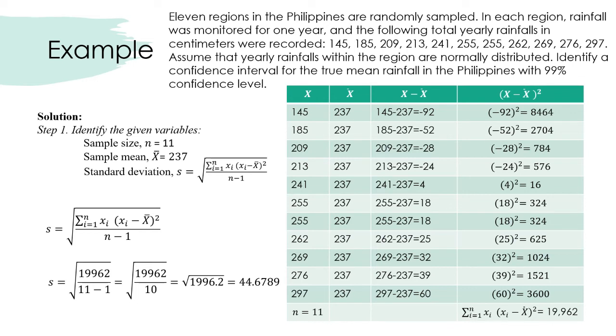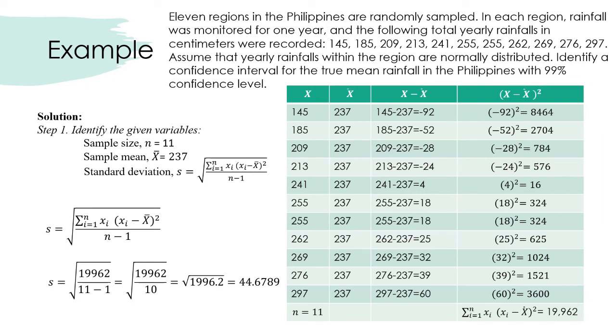We will now have 19,962. We will substitute that in our formula. S is equal to the square root of the summation of x minus x bar squared divided by n minus 1. So we will now have S is equal to square root of 19,962 divided by 11 minus 1.